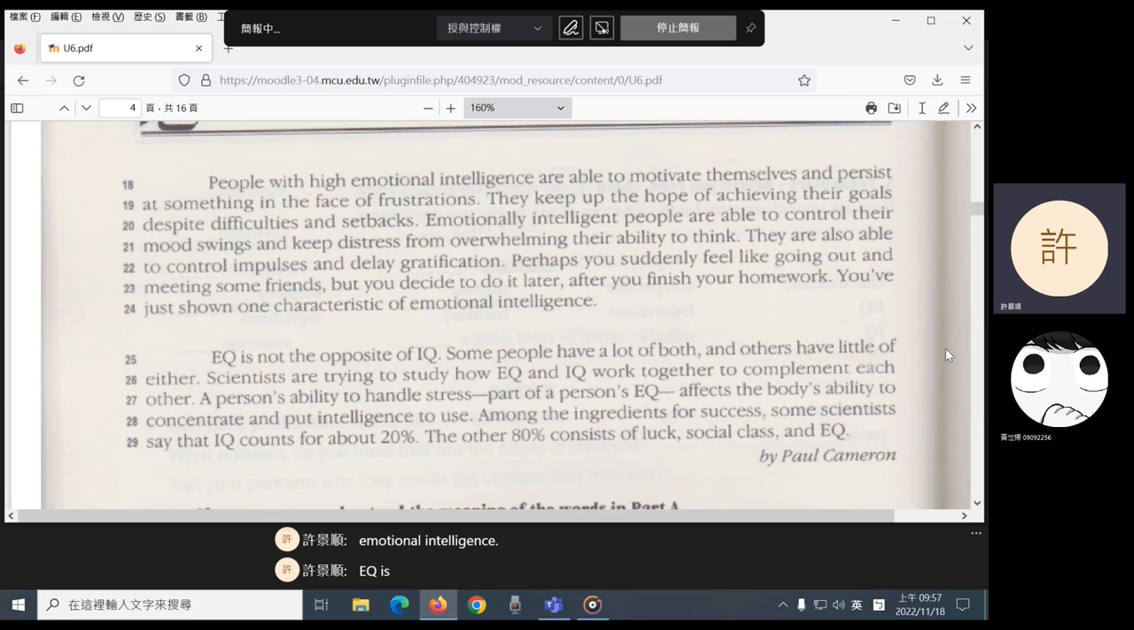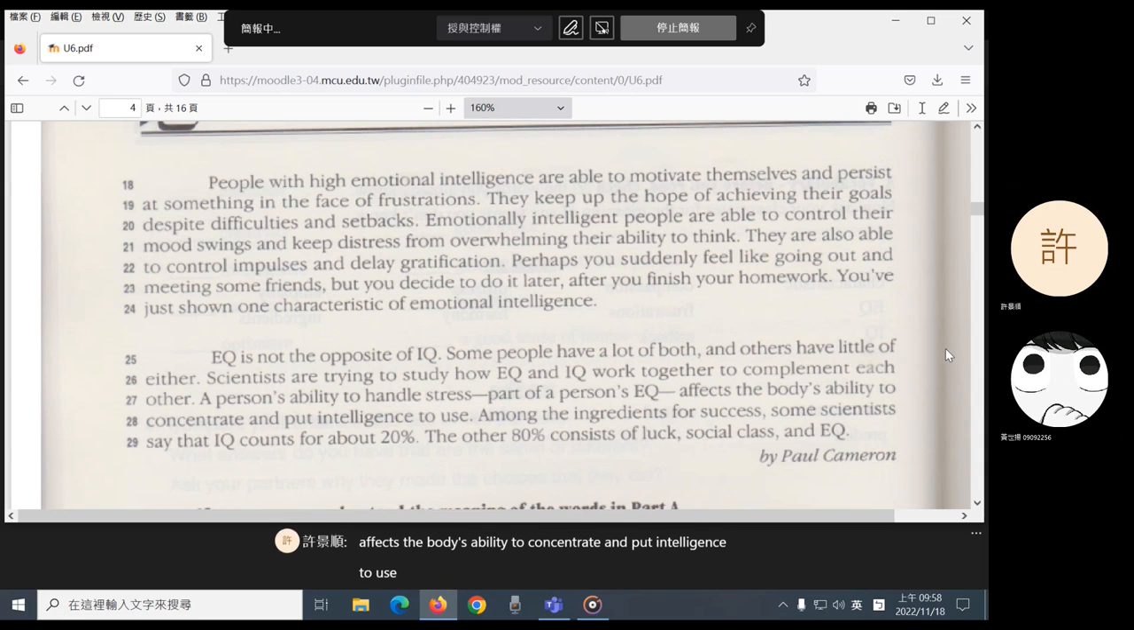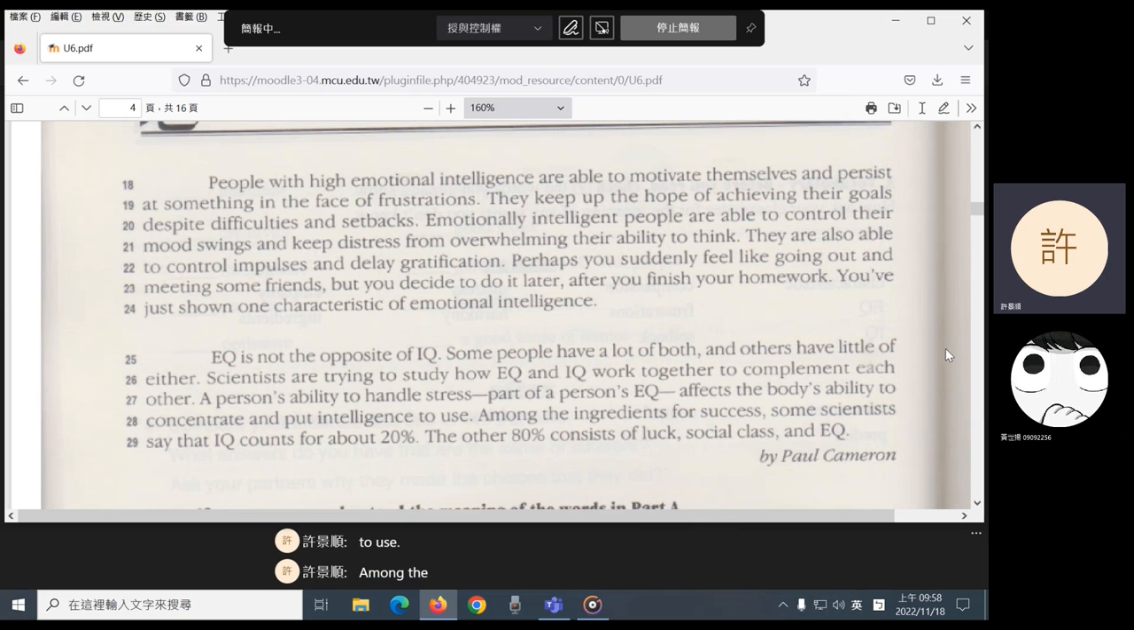EQ is not the opposite of IQ. Some people have a lot of both, and others have little of either. Scientists are trying to study how EQ and IQ work together to complement each other. A person's ability to handle stress, part of a person's EQ, affects the body's ability to concentrate and put intelligence to use. Among the ingredients for success, some scientists say that IQ accounts for about 20%. The other 80% consists of luck, social class, and EQ.